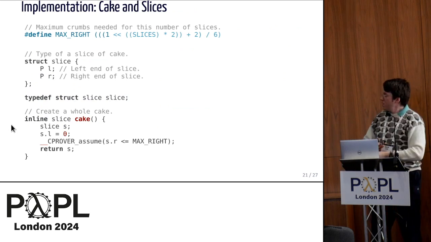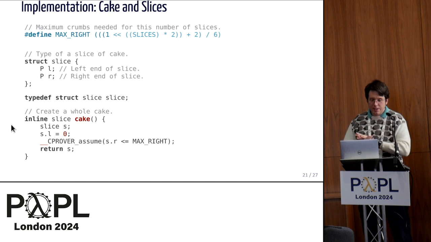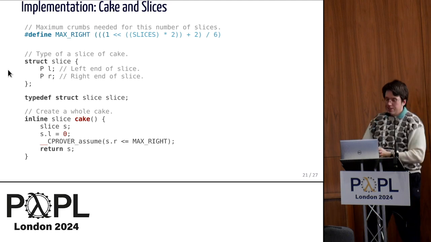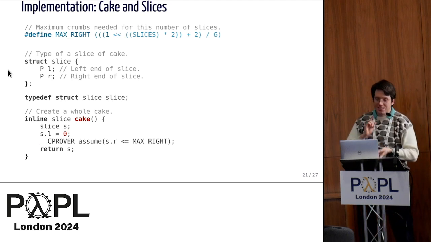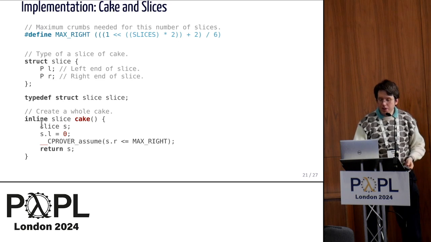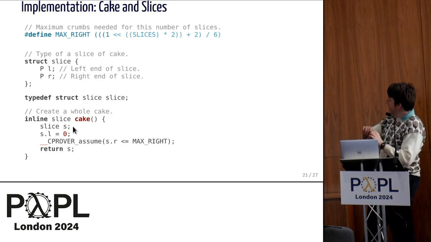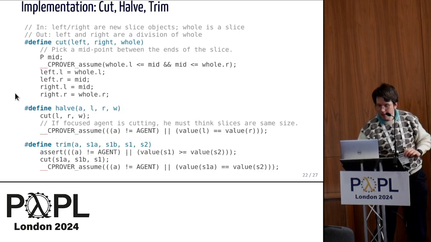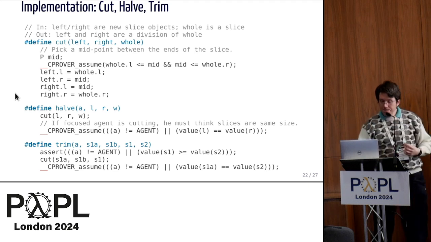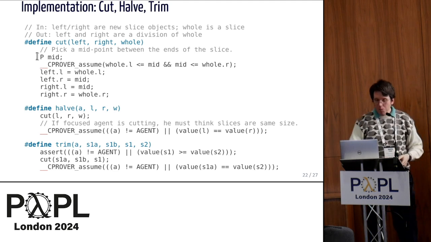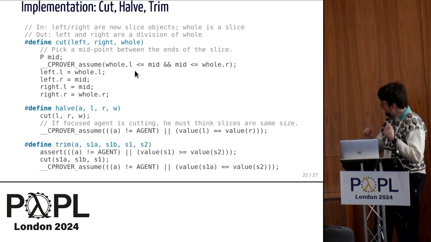Okay, so now we're going to see the implementation of some of the operations that we saw earlier. A slice of cake is just a C struct that lets us specify the position of the left and right ends in this unit of crumbs. When we create the whole cake, we're going to use verifier non-determinism to pick how many crumbs are in the whole cake, with the restriction that it must be less than this bound that we've computed. When we go and cut the cake, again, we use verifier non-determinism to pick a point in the middle of a slice, with the restriction that it must be between the left and right ends of the slice that's being cut up.